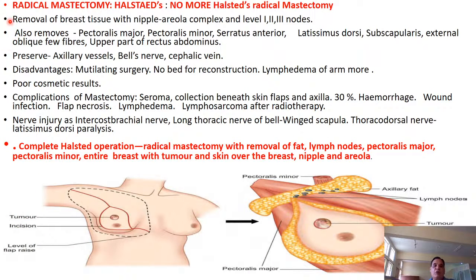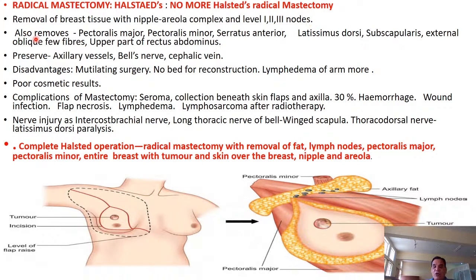So radical mastectomy was a key word in the past. The name is Halsted mastectomy. They may ask sometimes. But the present concept is no more Halsted radical mastectomy. This is today's word. But you must know what was done, because Halsted saved millions of women from earlier death. His concept was locoregional malignancy. Now the concept is systemic malignancy. So what did he do in Halsted's radical mastectomy? Removal of breast tissue with the nipple areola complex. See, he removed the whole breast with level 1, 2 and 3 axillary lymph nodes.